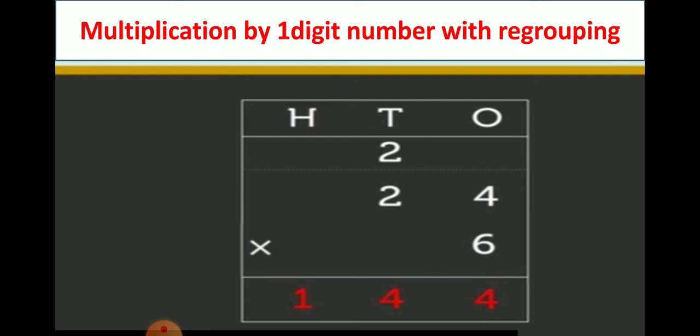Now we will multiply 6 twos and we will get 12. So we will add the 2 tens to the 12 tens and we will get 14 tens. So now 4 will be written down and 1 ten will be carried to the hundreds column. So your answer is 144.